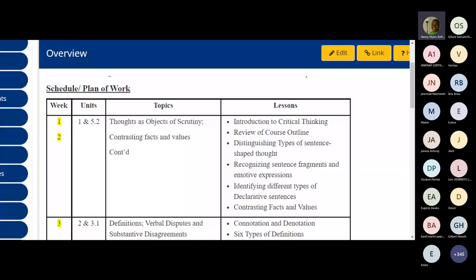The IA will cover units 1, 2, 3, 5, 6, and 7. No unit 4. The textbook content unit 4 is not examinable. The same with unit 8. They are not examinable. All right. So you learned that. Then you learned identifying different types of what, declarative sentences.